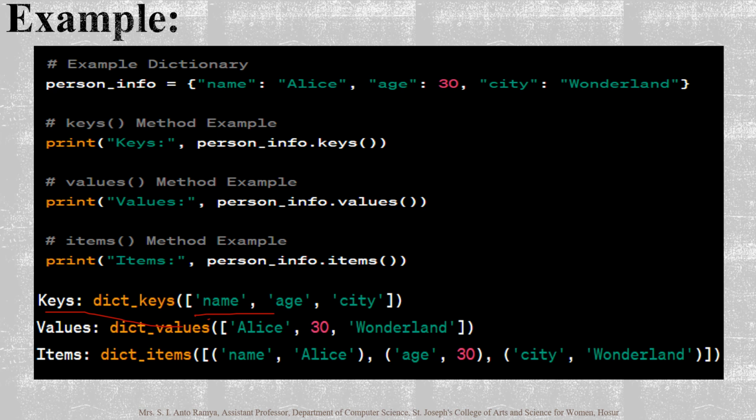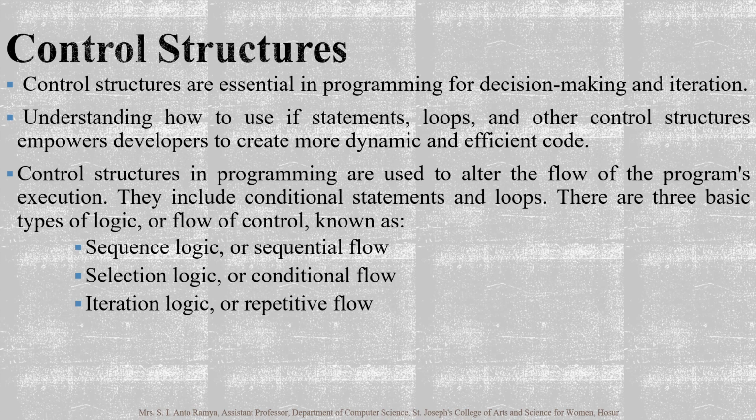And the next one is print values, person info dot values. So the values are Alice, 30 and Wonderland. So that will be printed here. Dict values Alice, 30 and Wonderland. The next one is print items, person info dot items. So all three together, but it will be displayed within parentheses, the square brackets and parentheses. You can see here name is Alice, age is 30 and city is Wonderland.